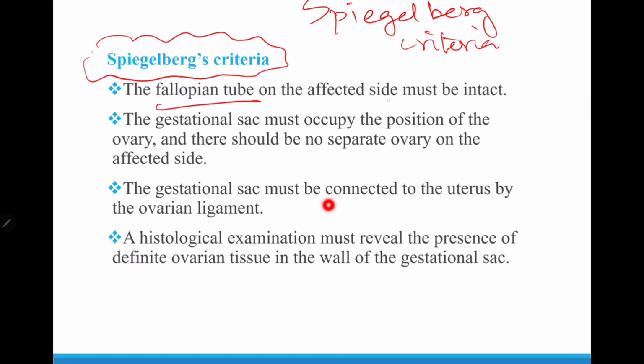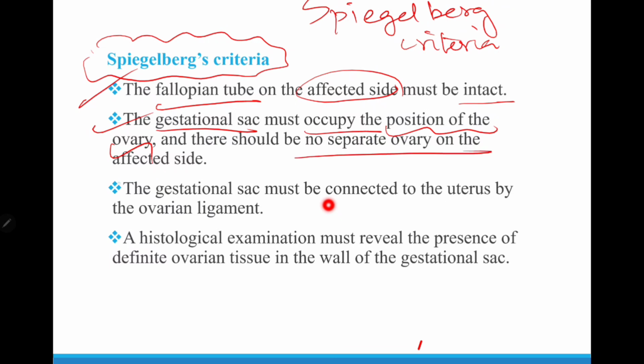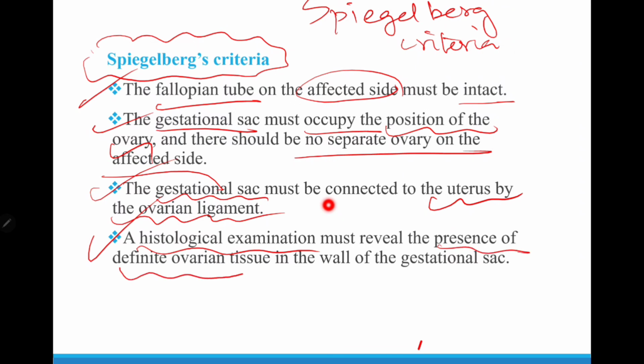The fallopian tube on the affected side must be intact. The gestational sac must occupy a portion of the ovary, and there should be no separate ovary on the affected side. The gestational sac must be connected to the uterus by the ovarian ligament. A histological examination must reveal the presence of definite ovarian tissue in the wall of the gestational sac.